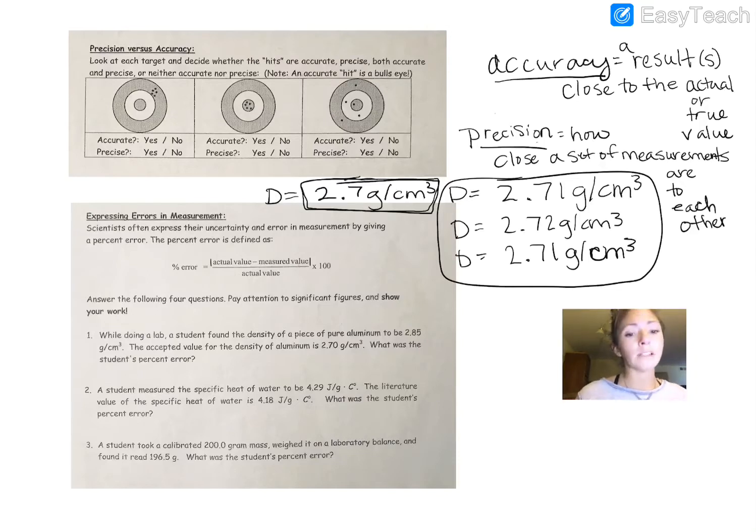So precision has to do with grouping. In terms of darts, like if you're playing darts, or like with this bullseye, if your hits are all really close to each other, kind of like all of these density results are all really close to each other, that's known as precision, okay? So precision is the range and how small that range is in terms of measurements being close to one another. So we're going to look at these dartboards. If accuracy is a result or results close to the actual or true value, and precision is how close a set of measurements are to each other, let's go over here and look at these examples.